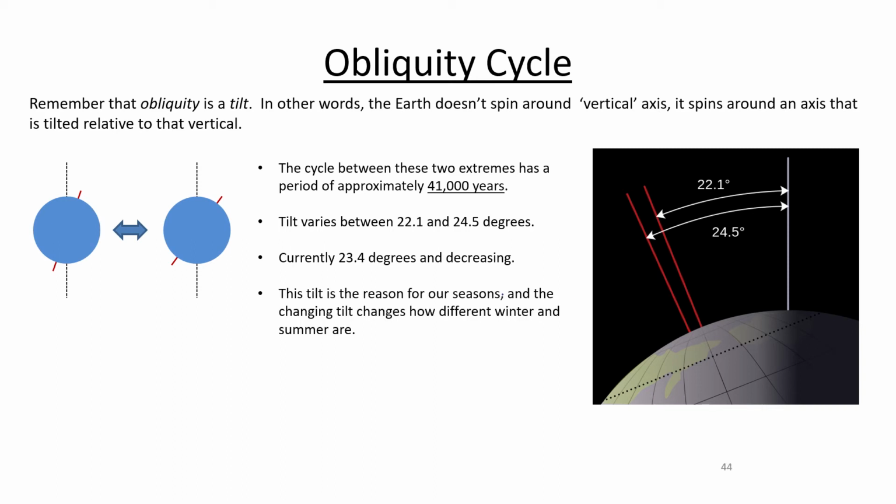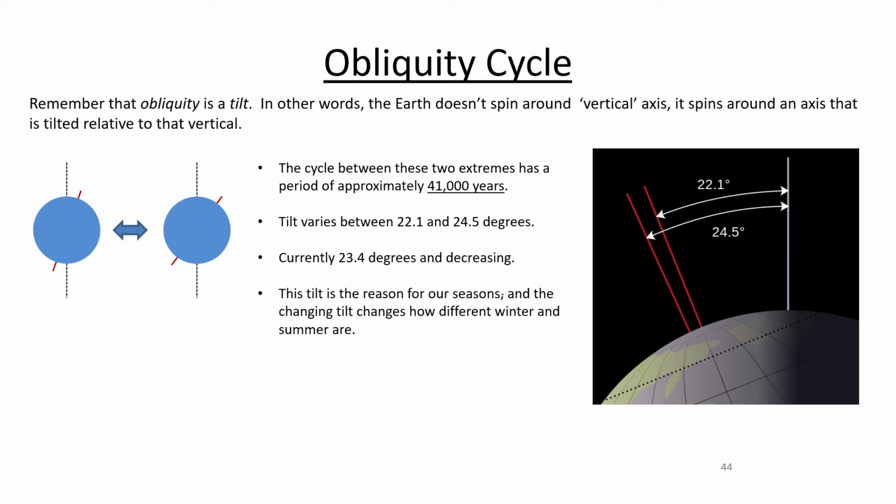Now this can have a pretty profound effect. It seems like a tiny little shift, but the tilt is the reason for our seasons, right? The fact that we have a tilt at all. And the variation, the change in the tilt, changes how different winter and summer are in each of the hemispheres. So, for example, if you had an Earth that was straight up and down, we wouldn't have any seasons at all, because we wouldn't have any variation in which hemisphere of the Earth was closest to the sun at any particular time in its orbit around the sun.